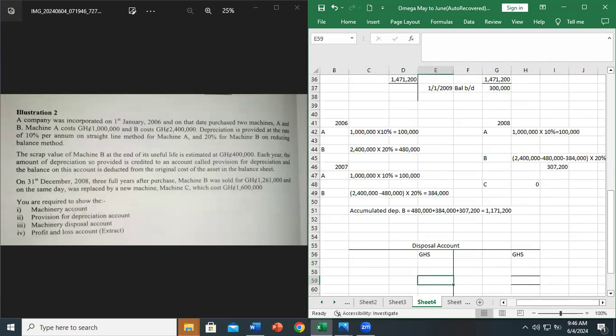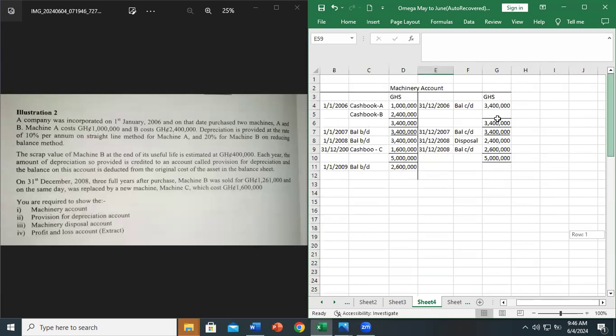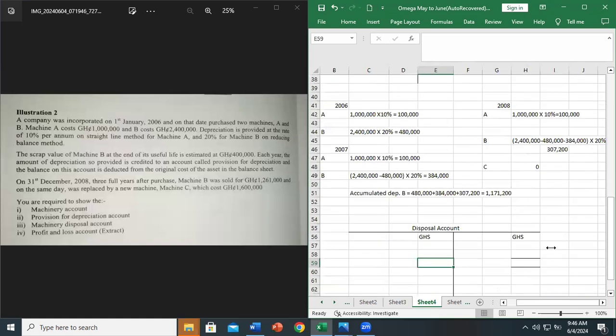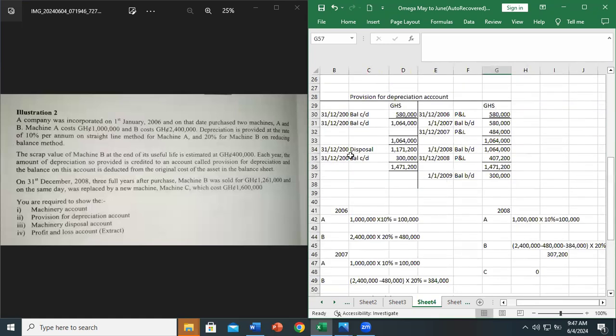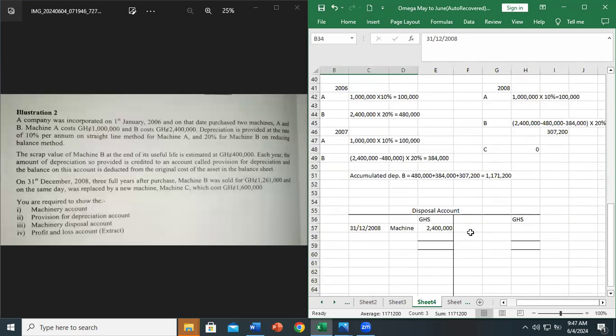Okay, so let's go to the machine account and the first disposal, 31st December 2008. So we come into disposal, 31st December 2008. The narration will be machine. We put the amount 2,400,000. After that, you go to the provision for depreciation account and also pass the corresponding entry for the disposal. So it was debited here. In disposal, it will be credited.